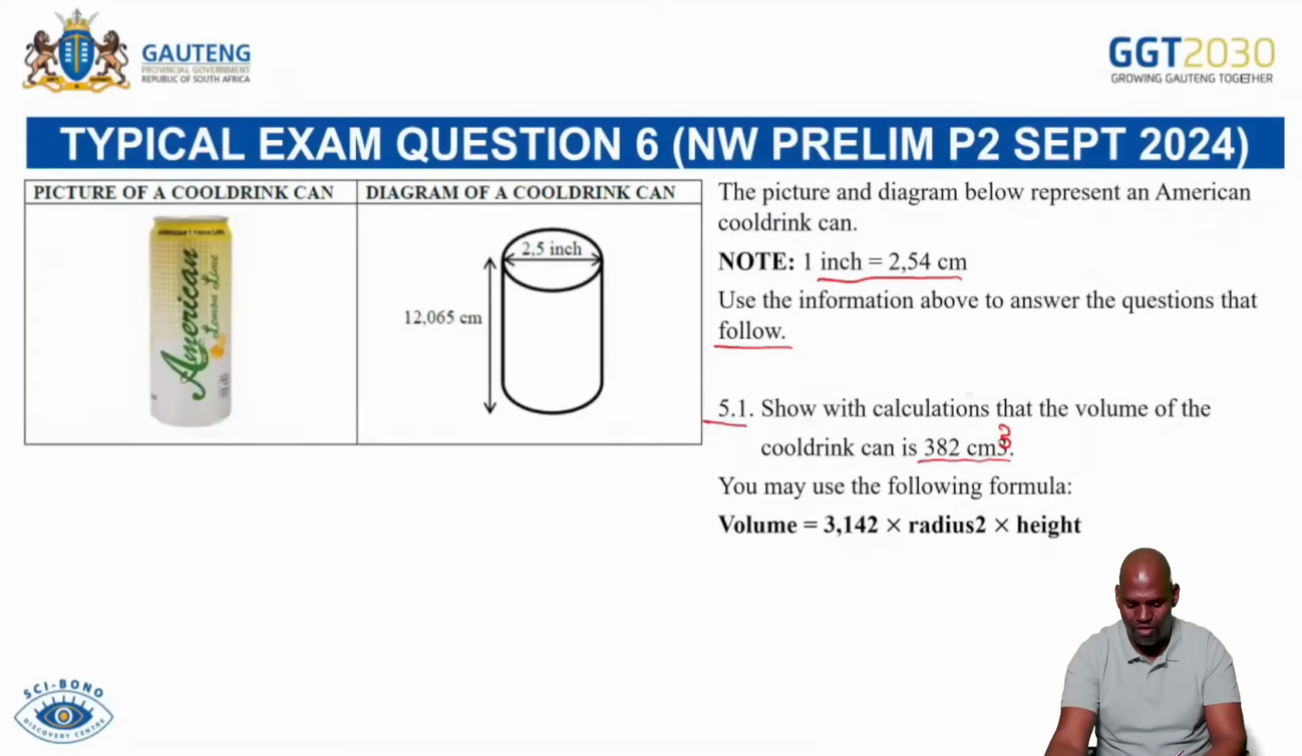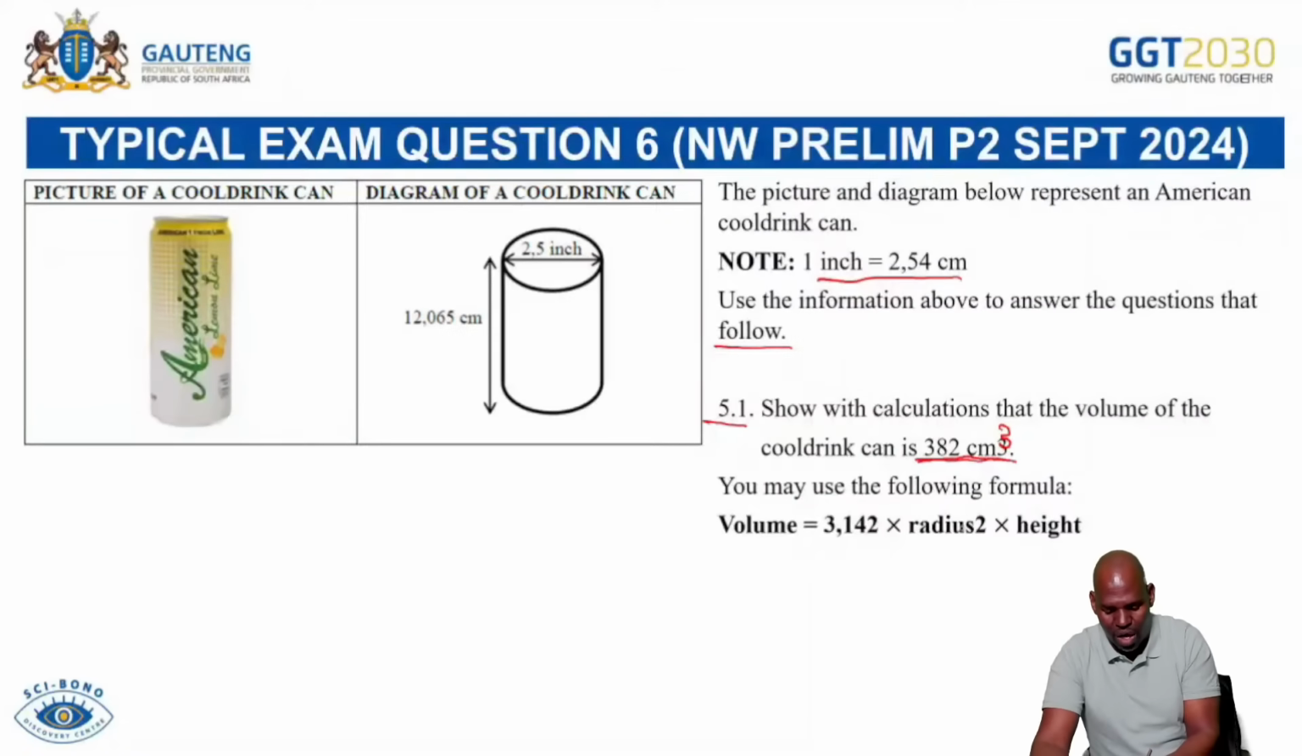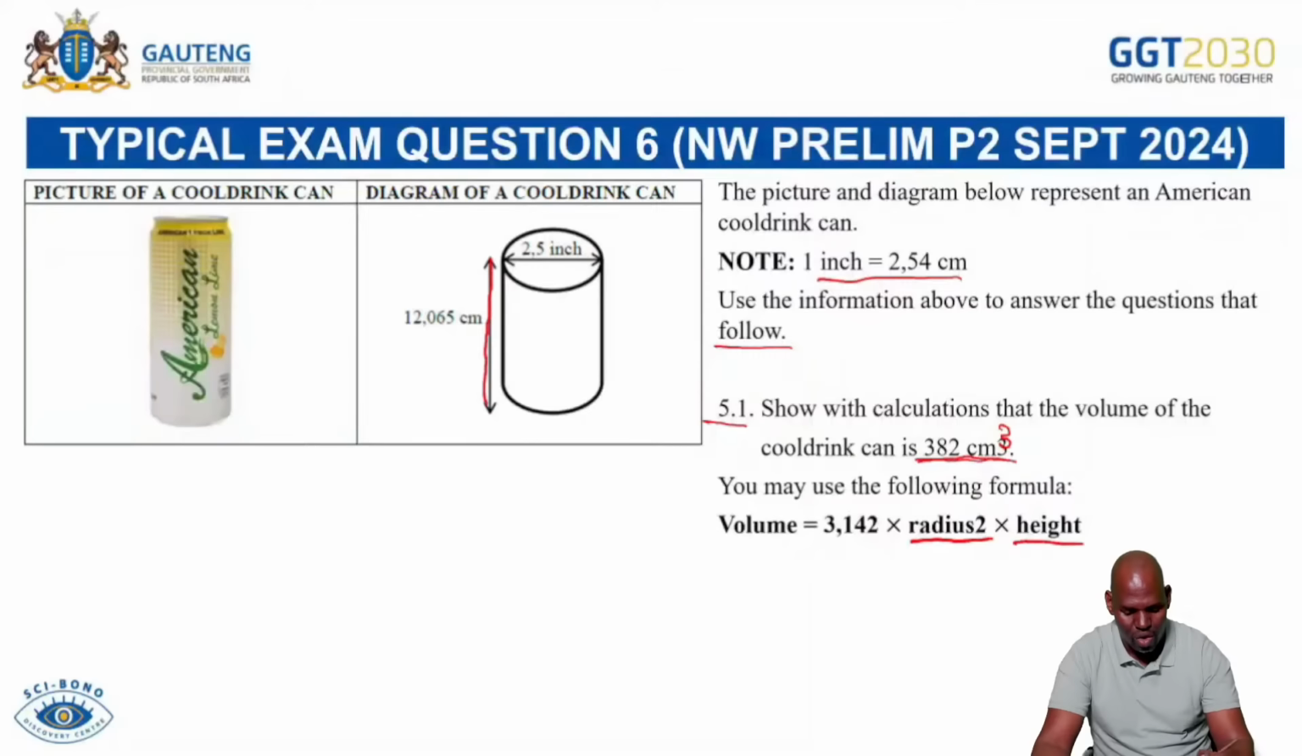You may use the following formula. Now, our answer must be in centimeter cubed. Let us look at our diagram. In our diagram, from the formula, we need to know the radius, and we also need to know the height. The height is given. The height is 12,065, and then the 12,065 is in centimeters. And we've got the diameter, which is 2,5 inches.